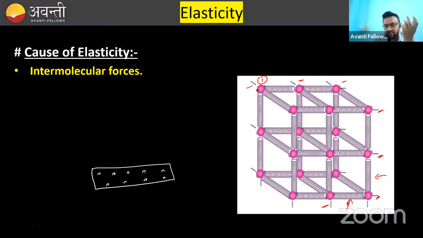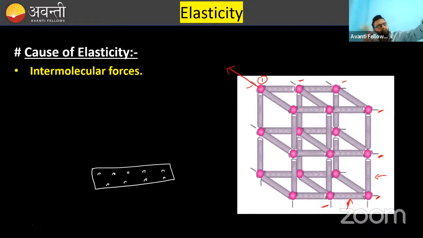What is the meaning of deformation? Deformation means that the molecule is displaced from its position, like we have stretched it out like this. Then what will these springs do? They will try to bring the molecule back. This phenomenon is known as intermolecular forces of the body.